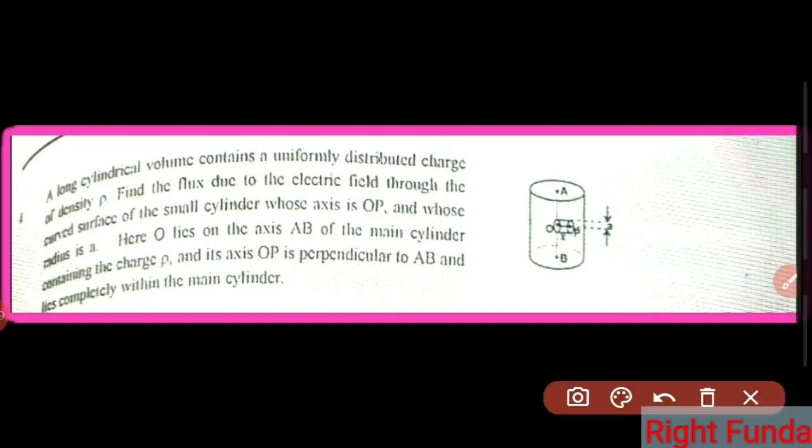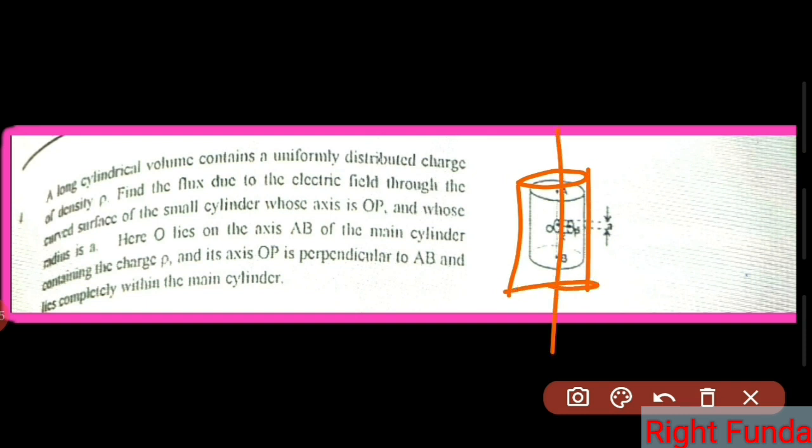So what the question is saying is that there is a cylinder, and this is the axis of the cylinder. Inside this cylinder you have a small cylinder of this type, and the density is rho. This small cylinder has one flat face on the axis of the big cylinder. We have considered a small cylindrical area, and we have to find out how much flux will pass through its curved surface.